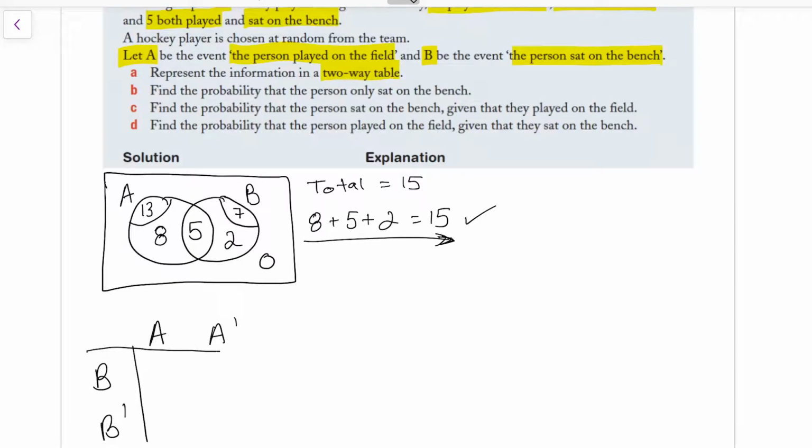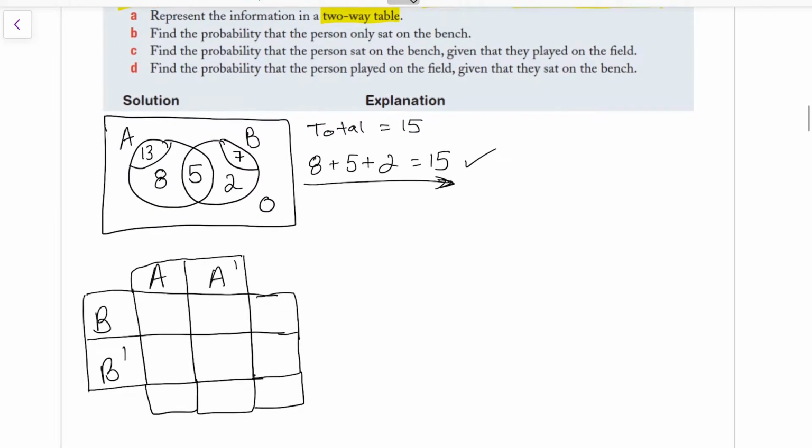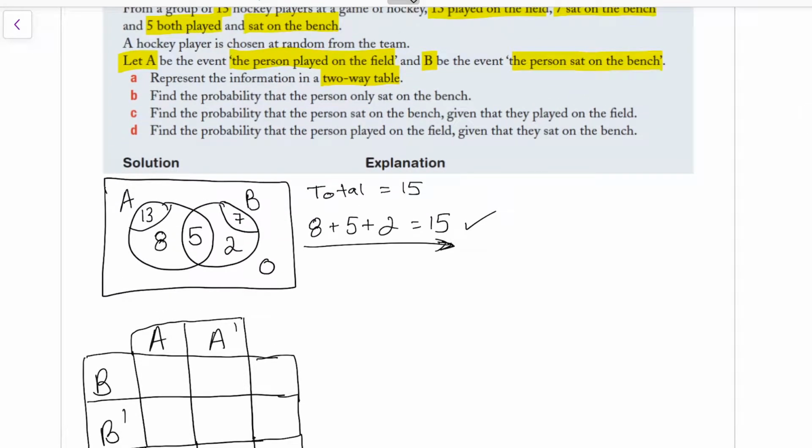So you do need to get used to how we actually set out a two-way table so that you know where to put the numbers in a test situation, okay? Because at least there's going to be that box there. Just tidying this up. There we go. So now I've got my good little sketch of a two-way table.